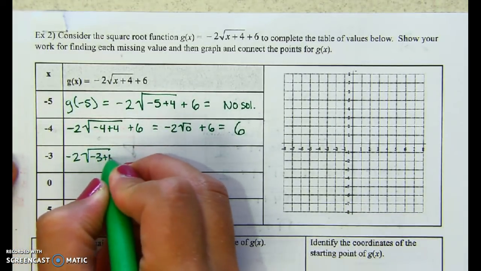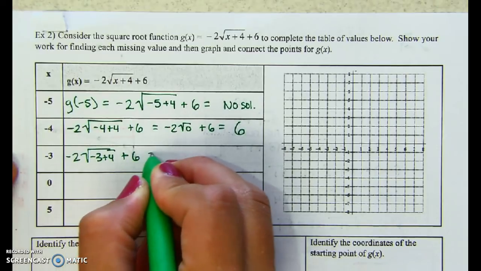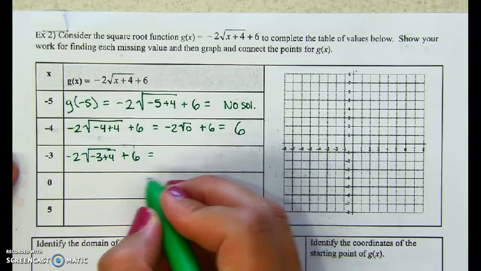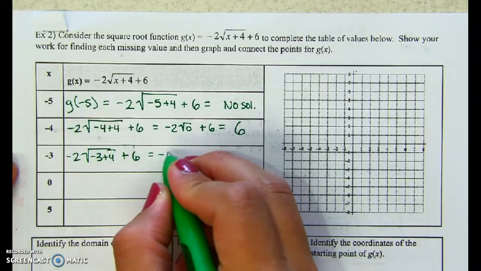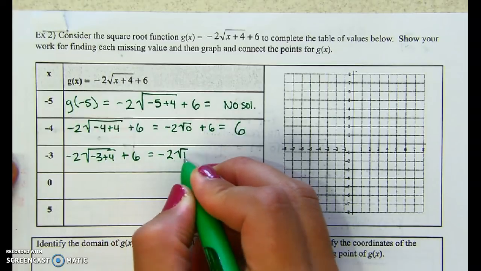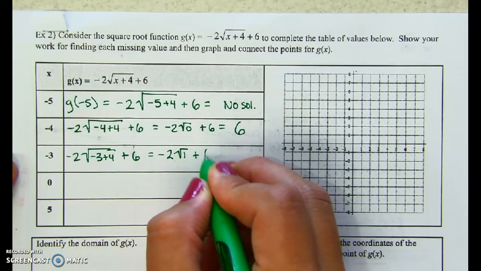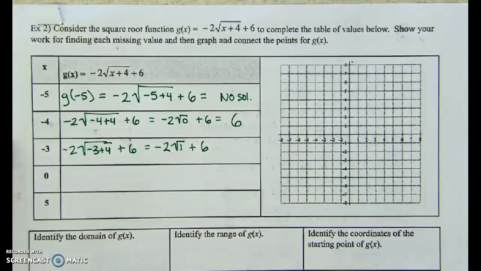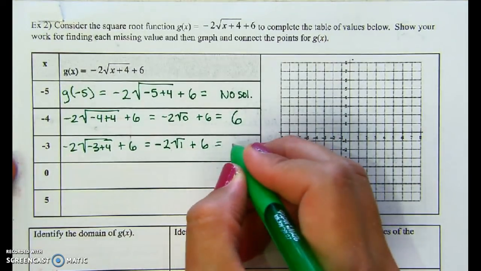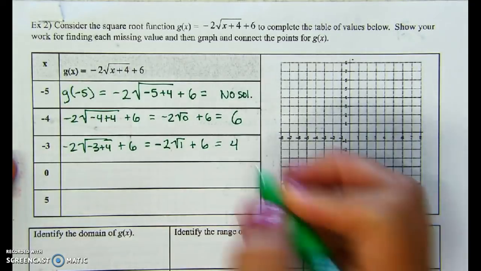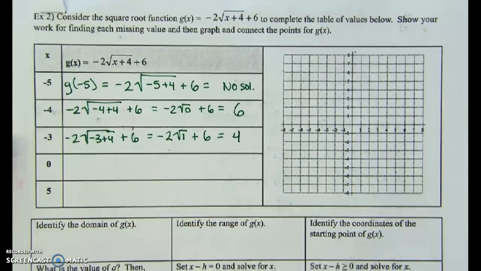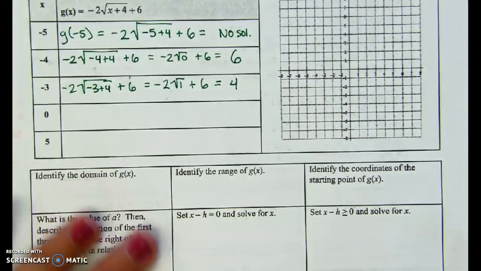Negative 3 plus 4. What's going to be under our square root now? Now we're going to have the square root of 1. So negative 2 times the square root of 1, and the square root of 1 is 1. So 1 times negative 2 is negative 2, and then plus 6 is 4. Okay, so finish this to your best ability.